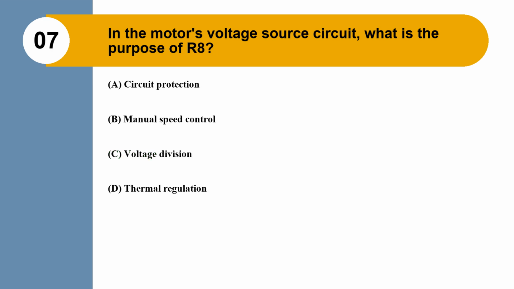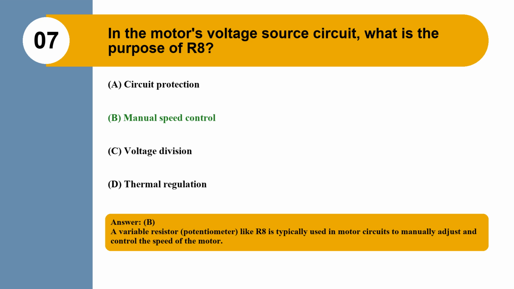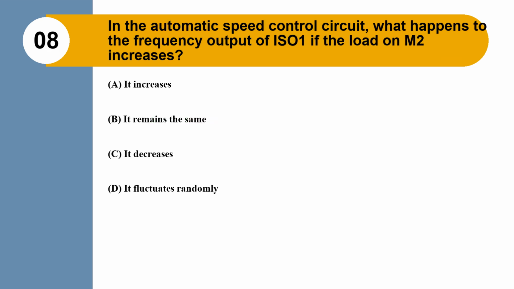Question 7. In the motor's voltage source circuit, what is the purpose of R8? Option A, circuit protection. Option B, manual speed control. Option C, voltage division. Option D, thermal regulation. The correct answer is option B, manual speed control. A variable resistor, potentiometer, like R8 is typically used in motor circuits to manually adjust and control the speed of the motor.